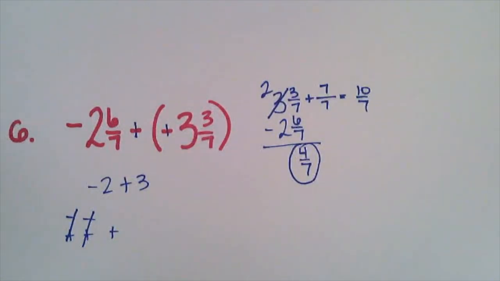This is a tricky question, I realize that. The one thing I want you to remember to do is when we are making 0 pairs and when we are subtracting, in that subtraction problem, the bigger number goes on top. 3 3/7 was bigger than 2 6/7, so that goes on top.